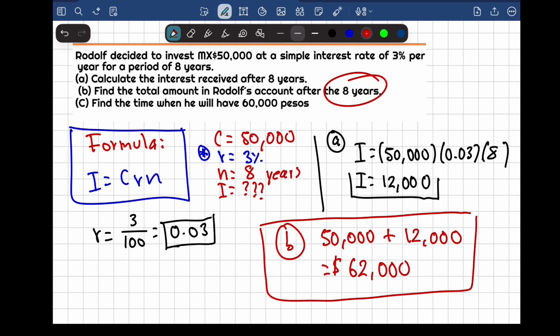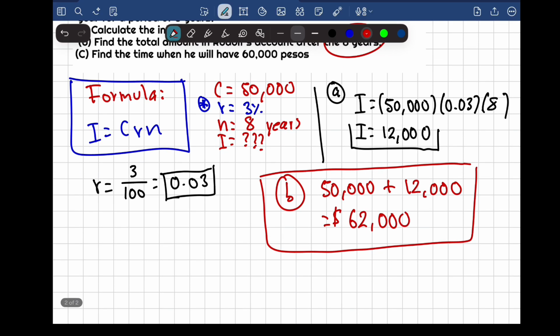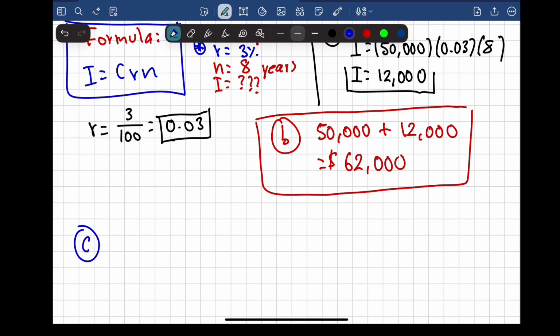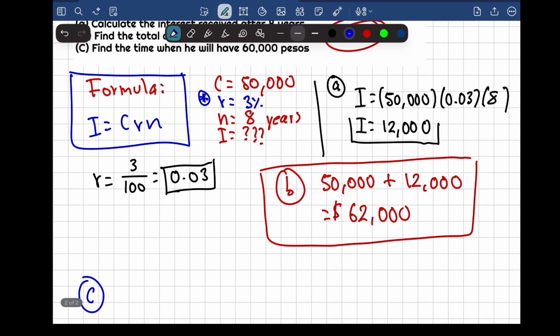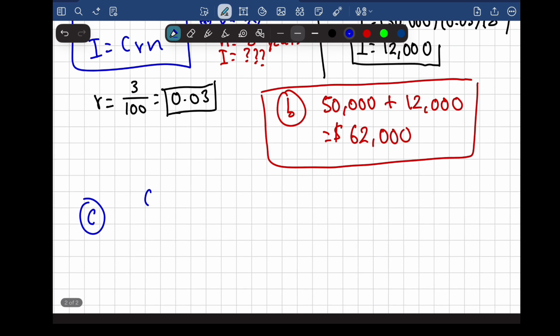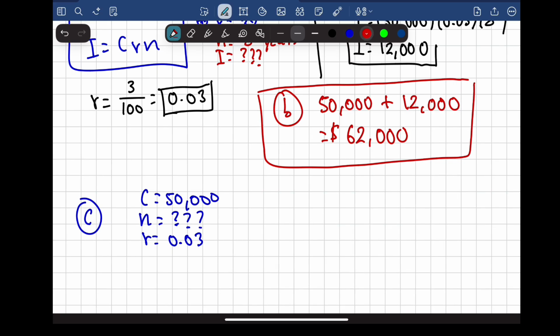What else? We have the last question, letter C. Find the time when he will have 60,000 pesos. So this is a little bit tricky. Again, the capital is the same, 50,000 pesos. Now the time is unknown. The interest rate is going to be the same, this is the decimal version. Then what else? The interest, this is the good one.